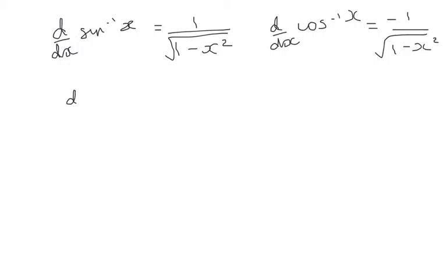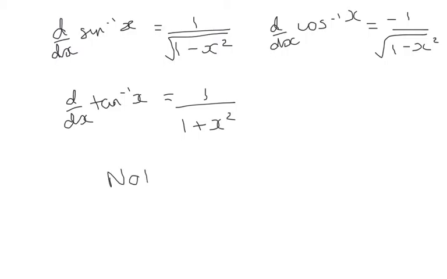And the formula for the derivative of inverse tan is equal to 1 over 1 plus x squared. These are not given in your formula sheet, so I would recommend you learn these and use them. In your notes there is a derivation of how these come about, but you don't need to know that in order to actually complete the questions.